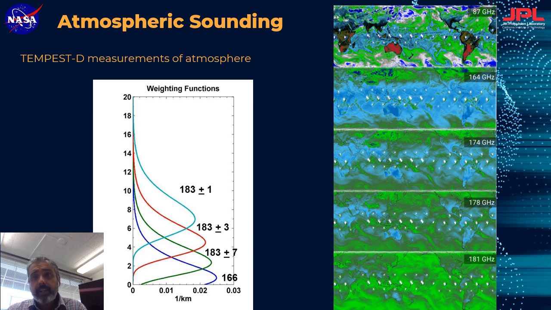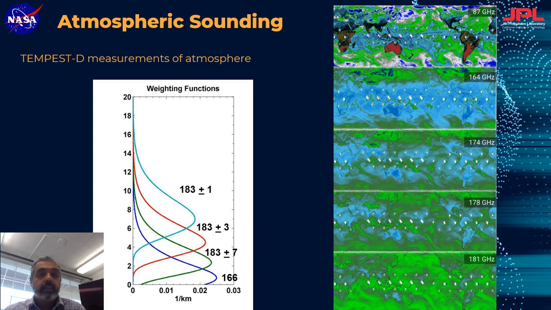Starting at the top, we have 87 gigahertz, and then 164, 174, 178, and 181. And you can clearly see that as you go from, let's say, for example, 164 to 181, you're seeing some part of the surface, and you're going farther and farther up, and you're seeing more and more of the top of the atmosphere.